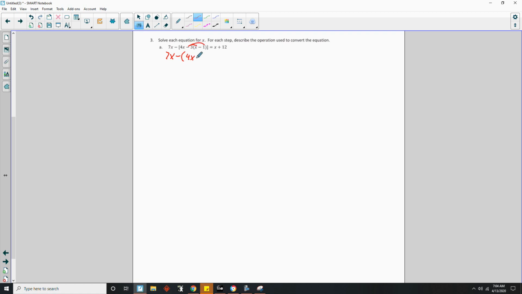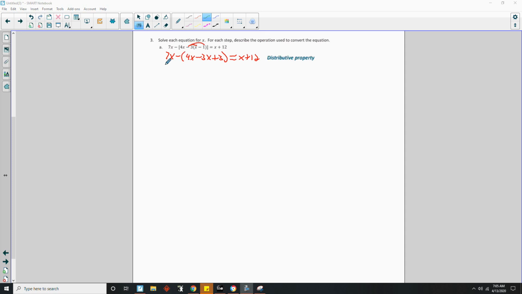4x. Negative times a positive is negative. 3 times x is 3x. Negative times a negative is positive. 3 times 1 is 3. Always do your signs first so you don't forget. Equals x plus 12. Okay, and that is the distributive property.